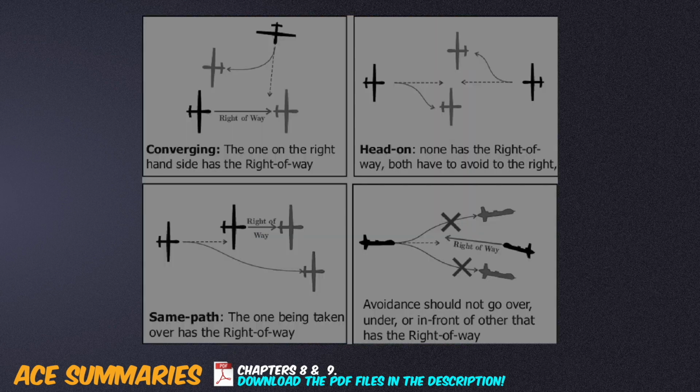Head-on, both aircraft must turn right to avoid a collision. If at a constant bearing, the aircraft which has the other to its right side must turn right to avoid. If overtaking, the aircraft being overtaken has the right of way. The overtaker must do so by the right side.